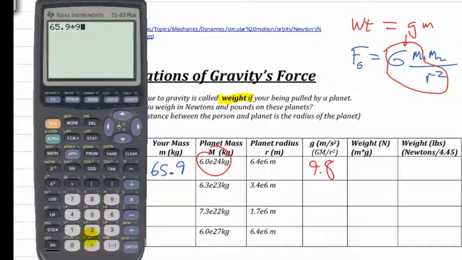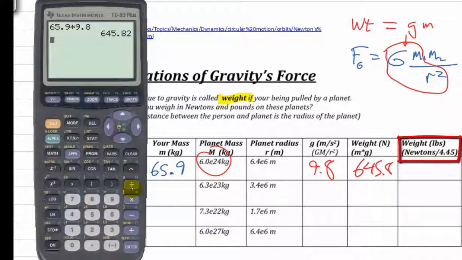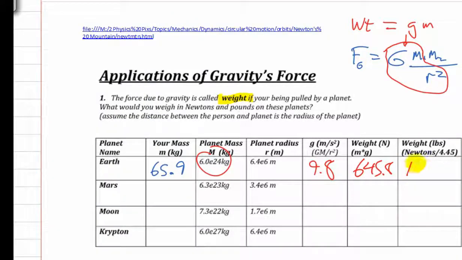65.9 times 9.8. And we're getting 645.8 newtons in my case. If you divide your newtons by 4.45, that will give you your roughly 145.12 pounds. And ladies, I promise I won't look at that last column. None of my business.